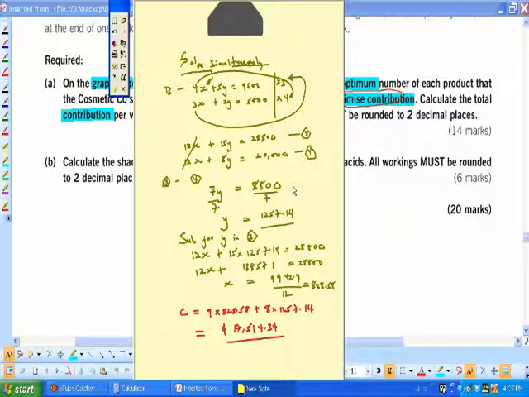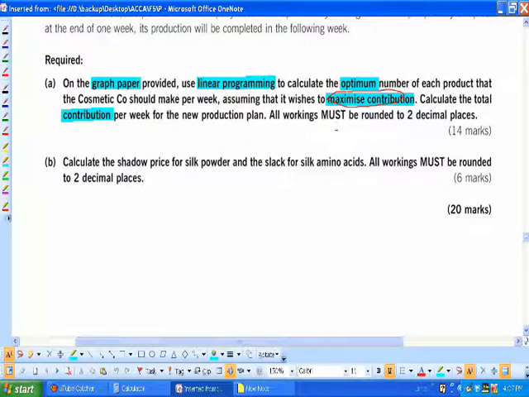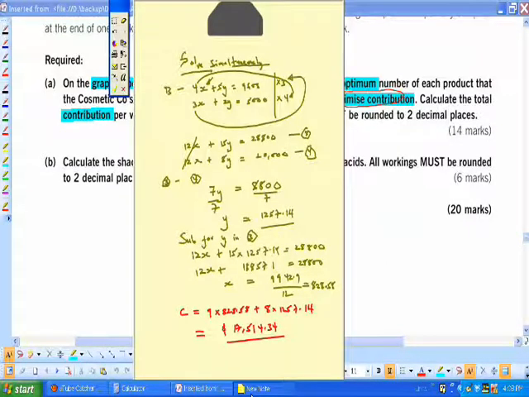Okay, so finally we've answered the question. The question was to find the optimum number. So the optimum number was y is 1257.14 and x is 828.58, and then they also told us to find the contribution. So the contribution is 17514.34. Okay guys, it has taken quite a while, but finally I think you get the grasp of it.